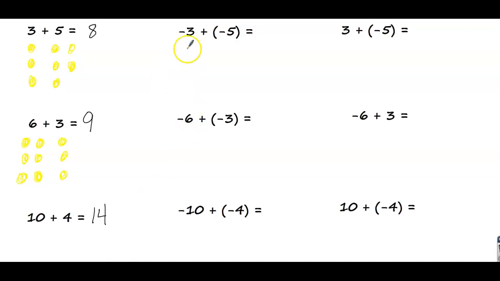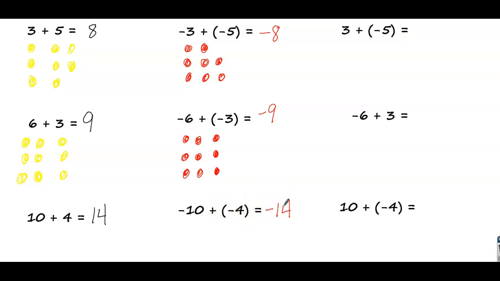Moving on to the negatives. If we have 3 negatives, and we add to that 5 negatives, 1, 2, 3, 4, 5. How many negatives do we have altogether? 1, 2, 3, 4, 5, 6, 7, 8. 8 negatives. Same thing happens here. 1, 2, 3, 4, 5, 6. So our 6 negatives. To that we're going to add 3 negatives. 1, 2, 3. Which gives us altogether negative 9. Same, I would draw 10 negative dots, and 4 negative dots will give us negative 14.